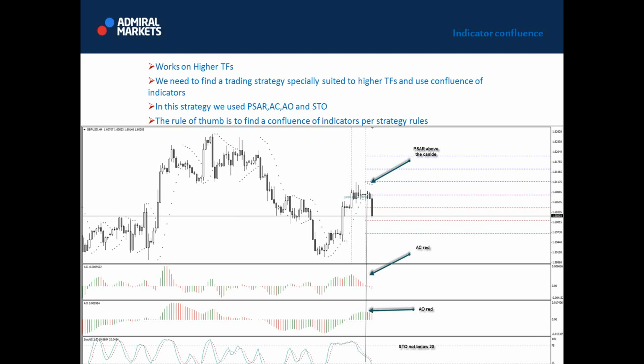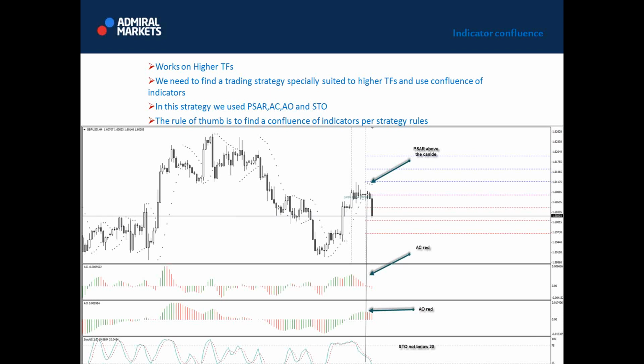So this strategy basically says if PSAR appears above the candle, then we should be ready to find another alignment points. Accelerator should be red, awesome oscillator should be red, and stochastics should not be below 20. So basically, then we make an entry.